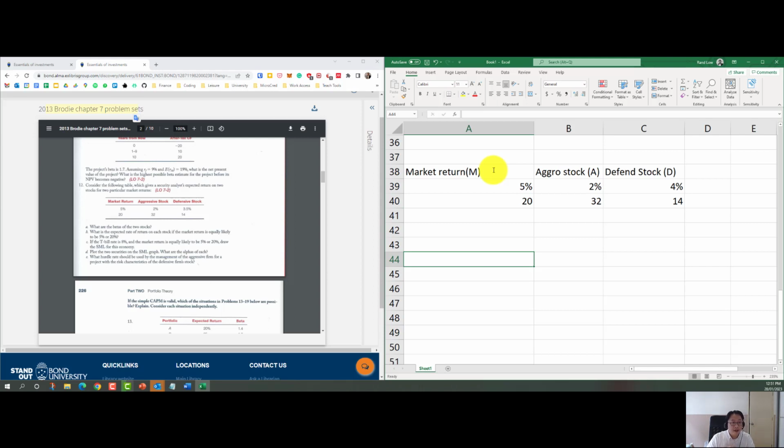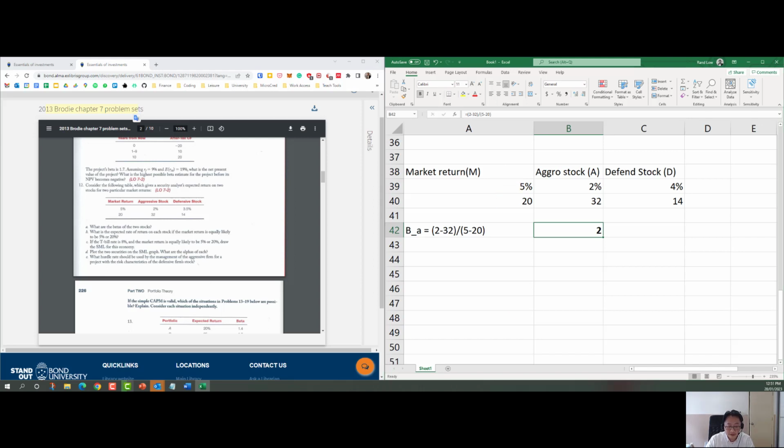Remember we said that the beta is the gradient of the line. So beta A equals 2 minus 32 divided by 5 minus 20. So this gives us 2. So stock A has a beta of 2.